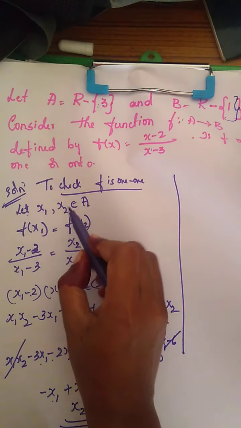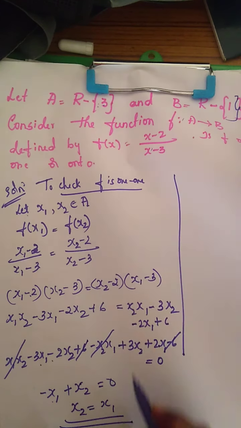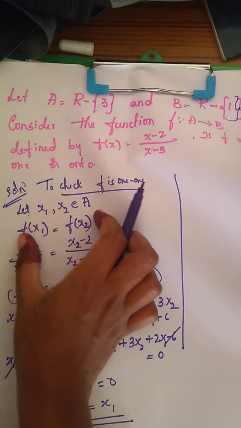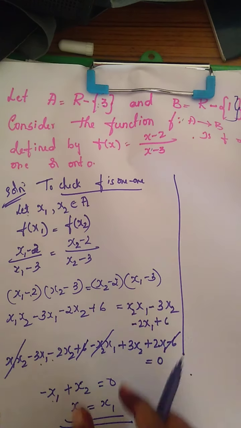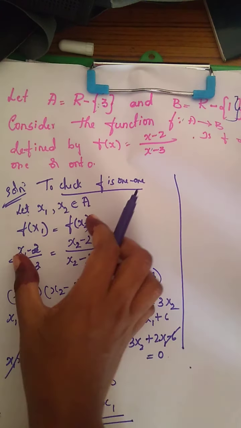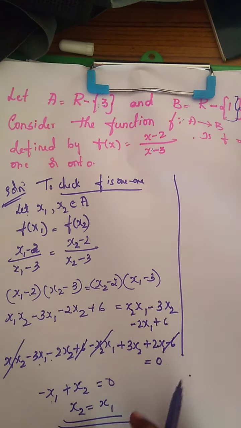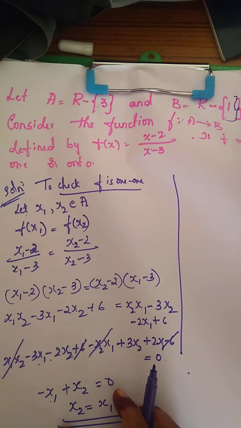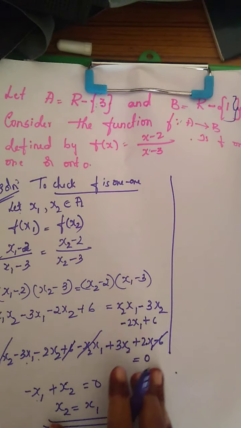So by assuming that f of x1 is equal to f of x2, I have proved that if the images are same, then the elements are also same. So if elements are different, then the images should be different. So one element can go to only one image. So this particular function is one-one.